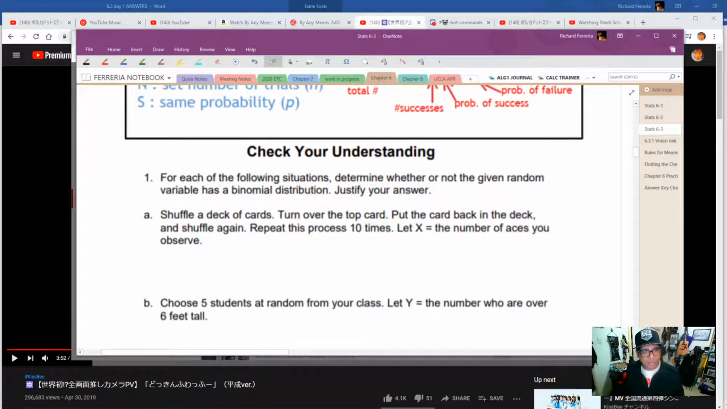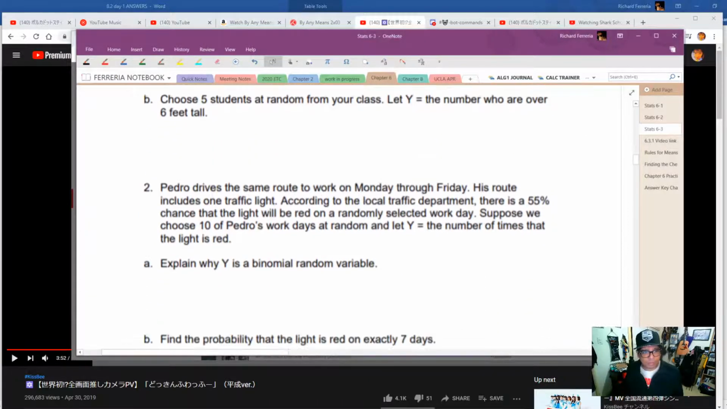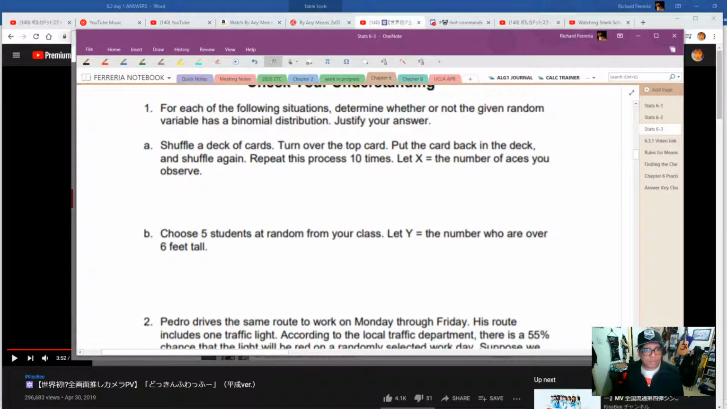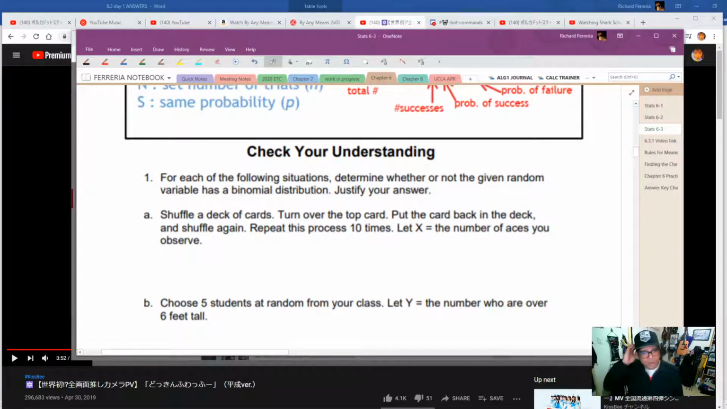So in your check your understanding, we've got for each of the following situations, determine whether or not the given random variable has a binomial distribution, and then justify your answer. So this first one: shuffle a deck of cards, turn over the first card, put the card back in the deck and shuffle again. Repeat this process 10 times. Let X be the number of aces you observe. So first of all, is this binary? The answer is yes. It's ace or not an ace.